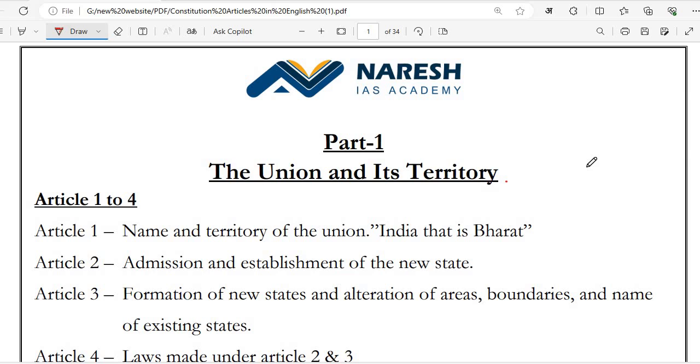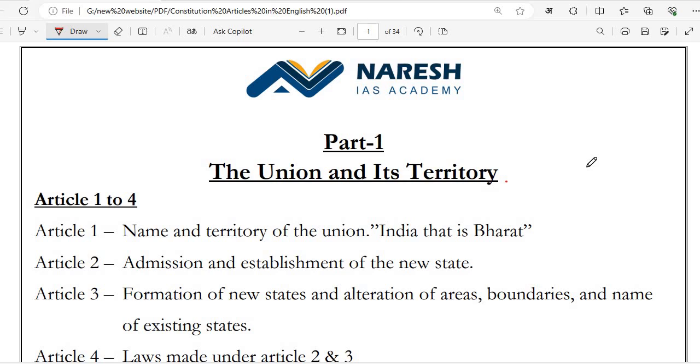So first of all, this is Part 1 of the Indian Constitution. This part is explained by Articles 1 to 4, and the name of the part is the Union and its Territory. Article 1 states the name and the territory of the Union: India, that is Bharat. This is the official name of our country, India, and here Bharat is the translation. Article 1 also includes the numbering of the Indian states.